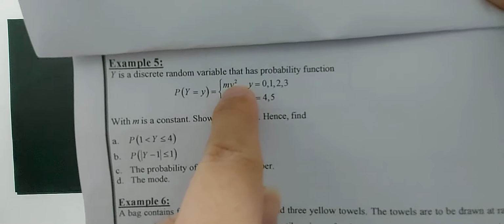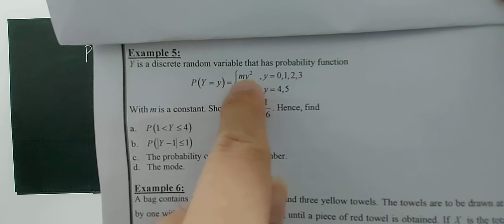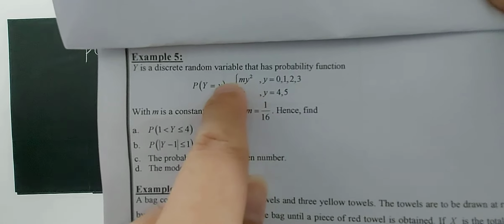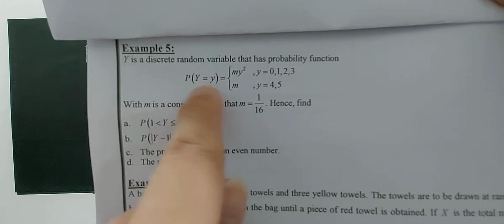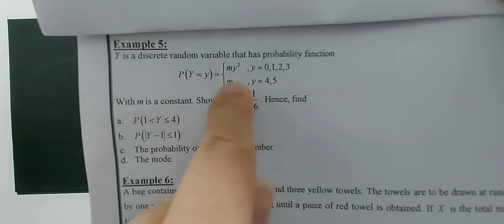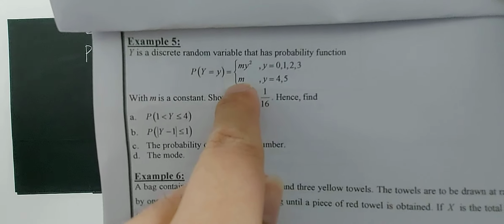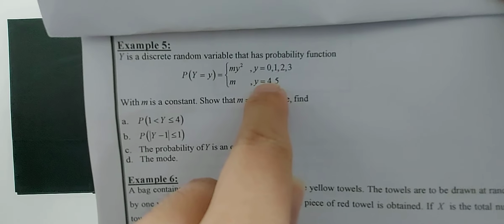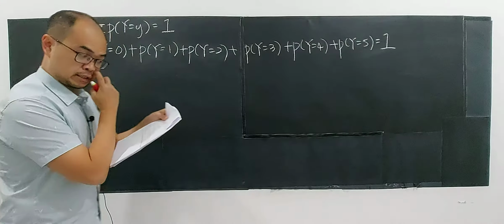So when y is 1, you're putting 1 to the power of 2, so 1m, which is m. When y is 2, 2 squared, we're getting 4m. For y equals 4, this is independent of y, so you just take the value of m. The probability of y equals 5, you're also getting m. Very simple.